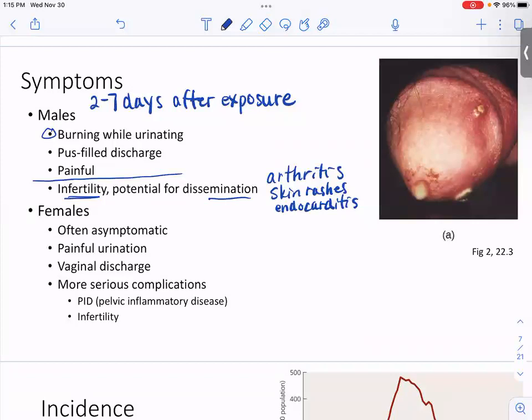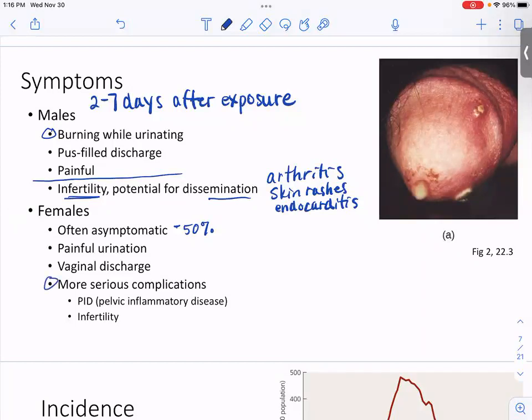Females, at least 50% of the time, don't have symptoms at all. More likely to be asymptomatic in females. And when females do have symptoms, sometimes that will mimic a urinary tract infection or a vaginal yeast infection. So they may try to treat what they think is a yeast infection themselves. Again, just because there's no symptoms doesn't mean the organism's not doing harm.